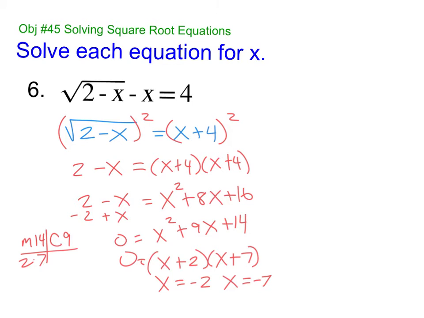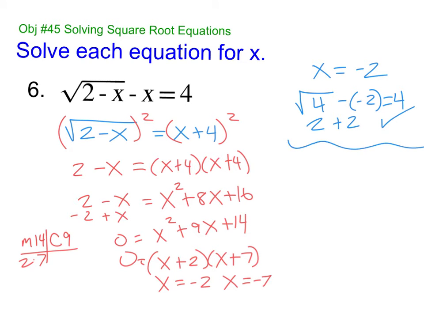Ooh, let's see, do they both work? Does one of them work? Honestly, I haven't done this problem in a really long time, so I don't remember. All right, x equals negative 2. Let's see. So we have a square root. 2 minus negative 2 is a 4. Minus negative 2 equals 4. That does work. That's 2 plus 2. So that one's a check.